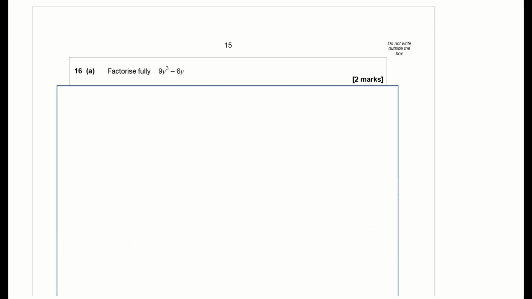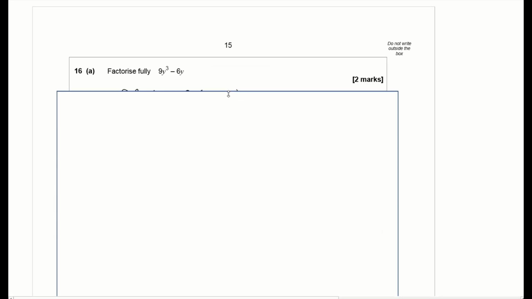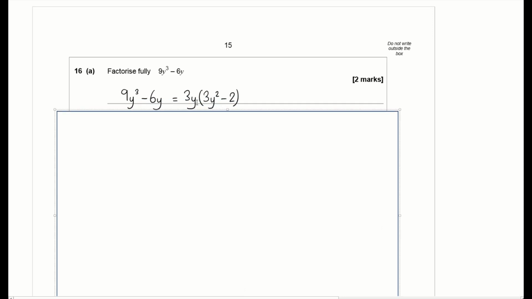Question 16a. Factorise fully 9y cubed minus 6y. This will be a single bracket factorisation, and all you have to do is figure out what term goes outside of the bracket. So that's the common factor to 9y cubed and negative 6y. So in order, start with the numbers. You can see that 9 and 6 both have a factor of 3, and y cubed and y both have a factor of y. So you can take out 3y from both of them, then open bracket.